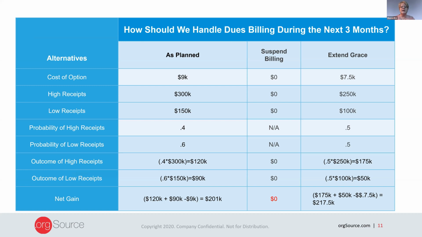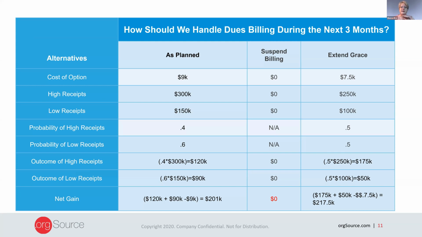High receipts as planned. A normal year in this period, I might collect 300,000. So I'm going to say that my low receipts would be half. So retention at that point would be 50% of what it normally would be. I assign my probability. So I think right off the bat, I'm probably going to be closer to the 150 than I am to the 300, but it's pretty close. I'm not 100% sure. And then I go ahead and I calculate the outcome of high receipts and low receipts. And then to calculate net gain, add those together, subtract my expense, and then I come up with $201,000 as the net gain there.